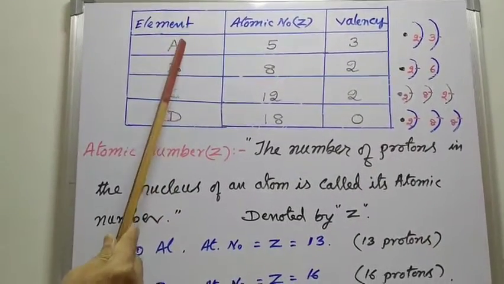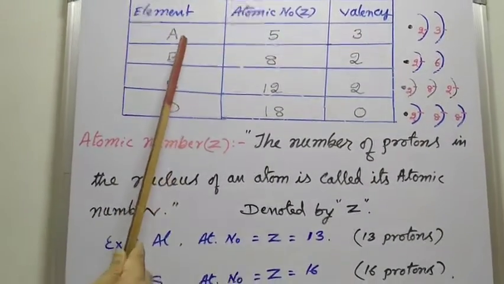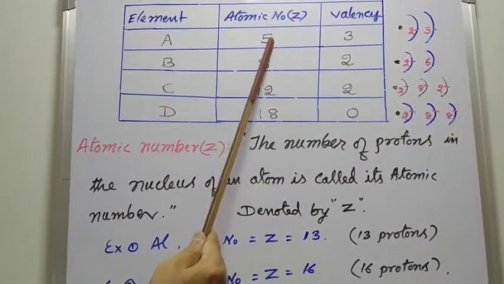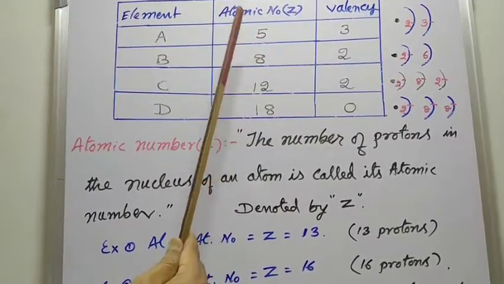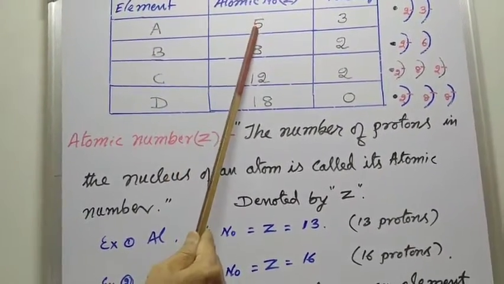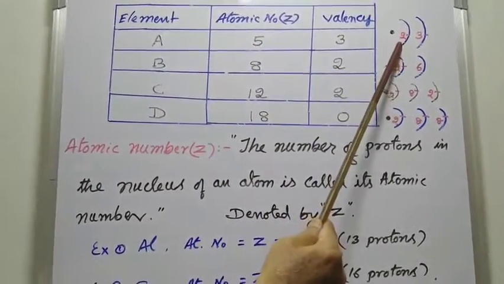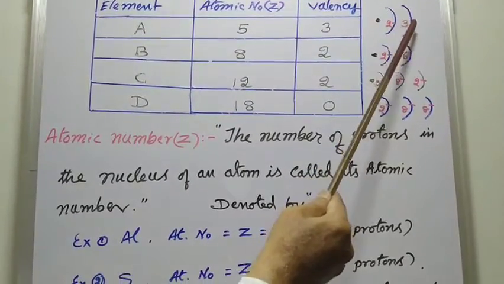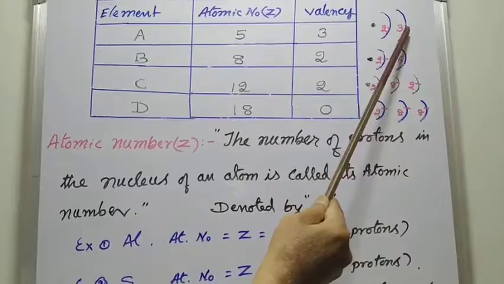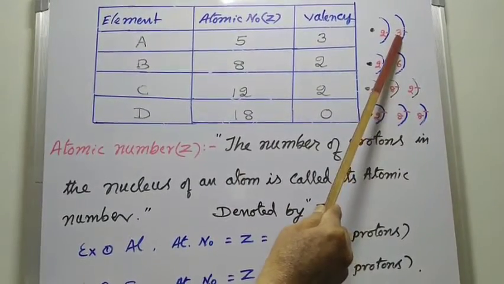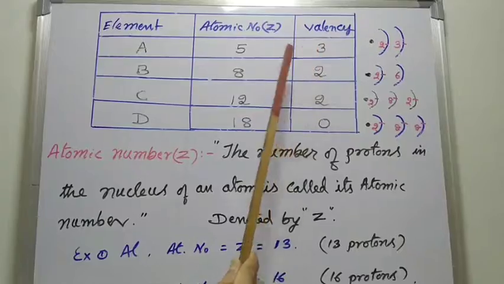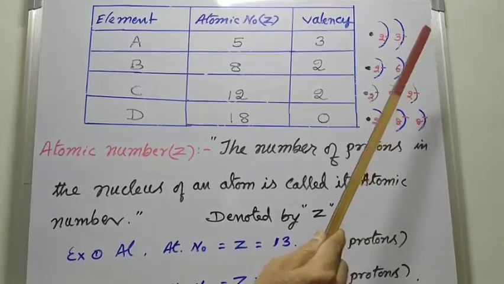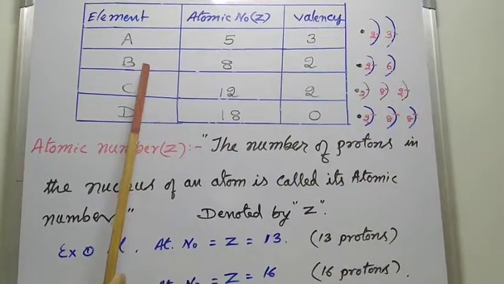Dear students, we learned the electronic configuration. For example, now let us take unknown elements. Let A be an element having atomic number 5, that is Z equal to 5. Atomic number 5 means number of electrons 5. How are they distributed? First shell 2 electrons, second shell 3 electrons. This is the outermost shell. Therefore, these 3 are the valence electrons, and these 3 itself is the valency of that element, because it can give out 3 electrons during a chemical reaction.